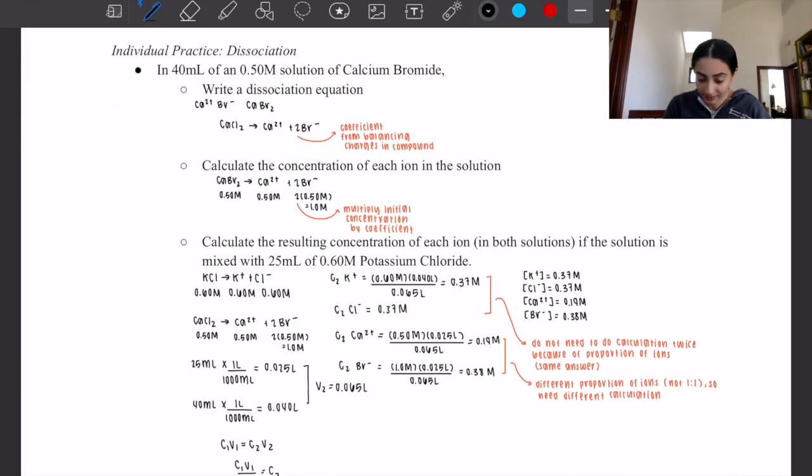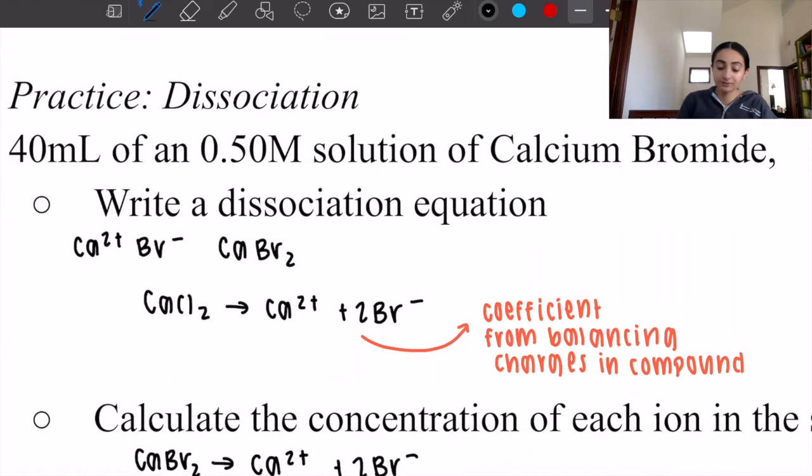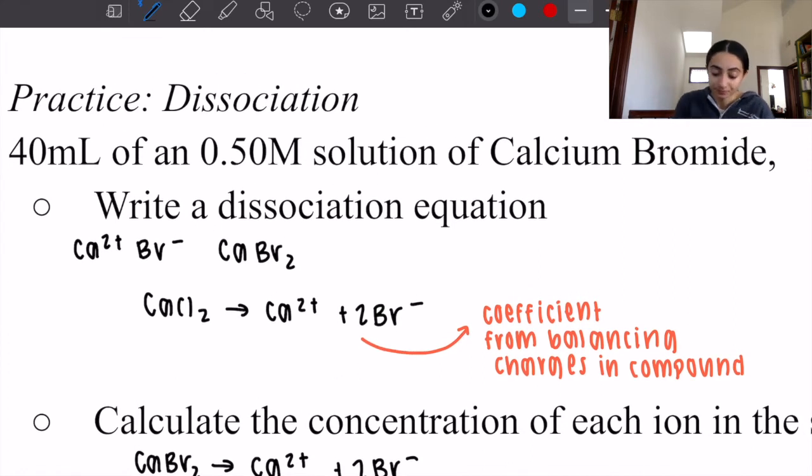Okay, so let's go over the answer. For the first part, we are going to write a dissociation equation. So I just balanced out the charges to come up with the initial compound, which for calcium bromide would be CaBr2. So CaBr2 is going to dissociate into Ca2+ and 2Br−, and I just wrote over here, you write the coefficient in front of bromine, because you want to balance the charges in the compound.